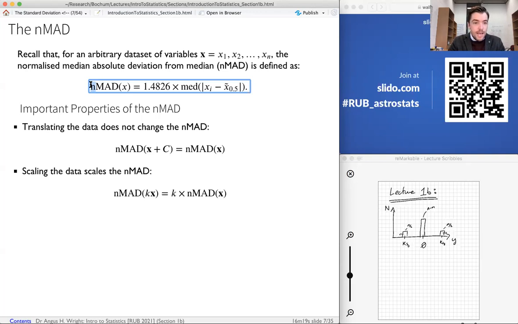Again, the NMAD has some properties that are pretty important, and they're the same properties that we saw for the standard deviation with regards to translation and scaling. That is that translating the data doesn't change the normalized median absolute deviation from median, and scaling the data does cause a change in the scaling of the NMAD.